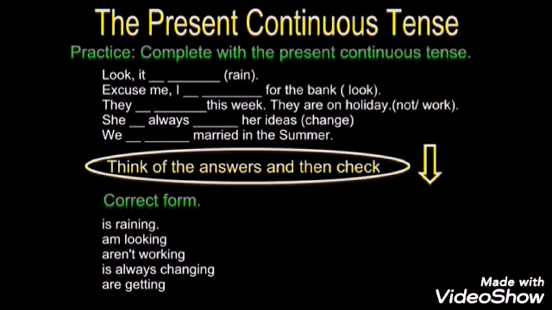The next exercise here, we have some spaces and you have to correct the verbs between brackets. Number 1, look, it's space rain. Look, it is raining, because you have the keyword look here and it refers to the continuous action. Number 2, excuse me, I space for the bank. So I'm looking for the bank, because here he's talking at the time of speaking. Number 3, they space this week. They are on holiday, not work. They are not working this week, because we have the keyword this week. So it refers to the continuous action.